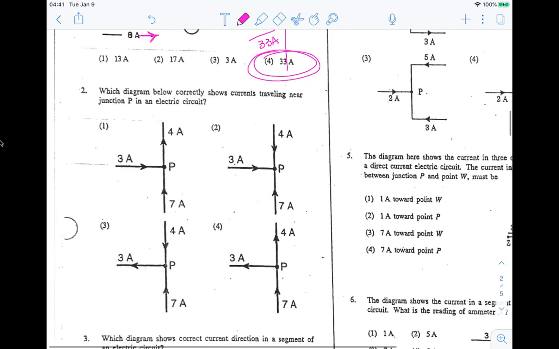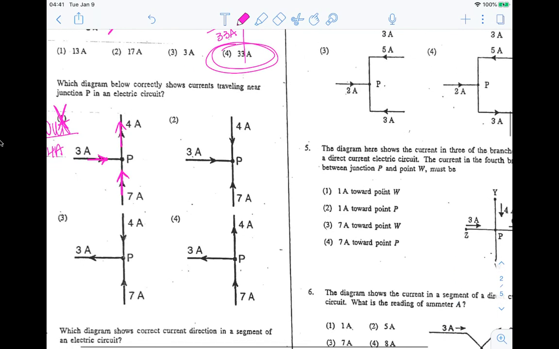If we look at number 2, which diagram below correctly shows currents traveling near junction P in an electric circuit? Well, we could do this for all of them. So if we look at choice 1, we have going in versus coming out. I have 3 amperes going in, 7 amperes going in, and I see that I have 4 that is going out. Well, 3 and 7 gives us a total of 10 going in, which is not equal to 4. So I know choice 1 cannot be correct.